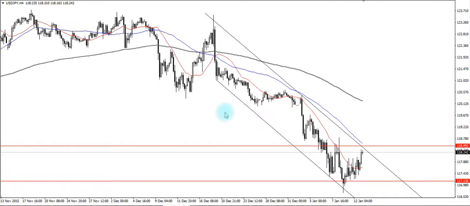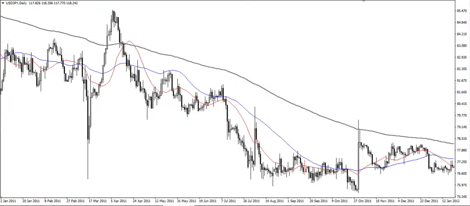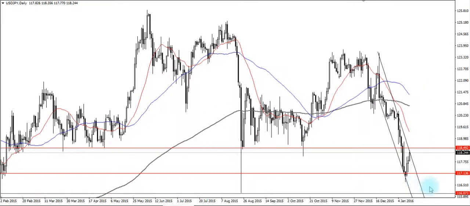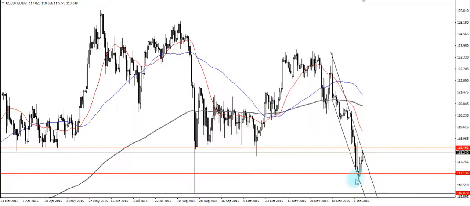Last but not least, the US dollar against the Japanese yen. In the day one chart itself, we expect the price to fall further to the key support at 116.07, as you can see right here, the key support level. The price has already broken below the previous support at 117.13, therefore expect the price to fall further.